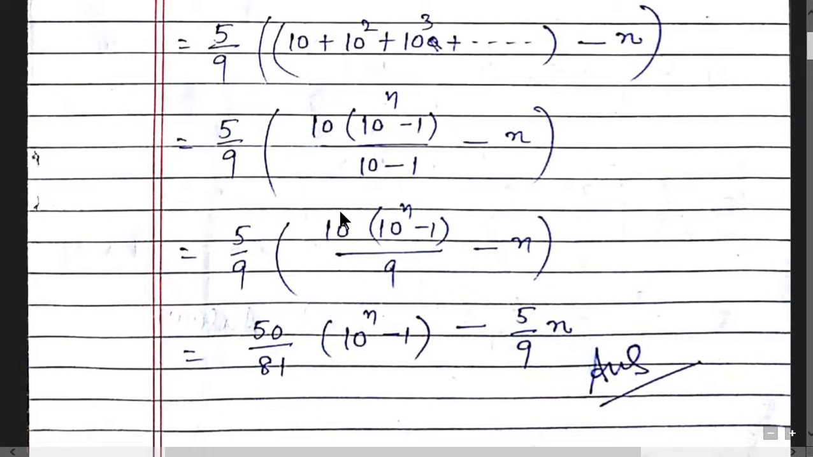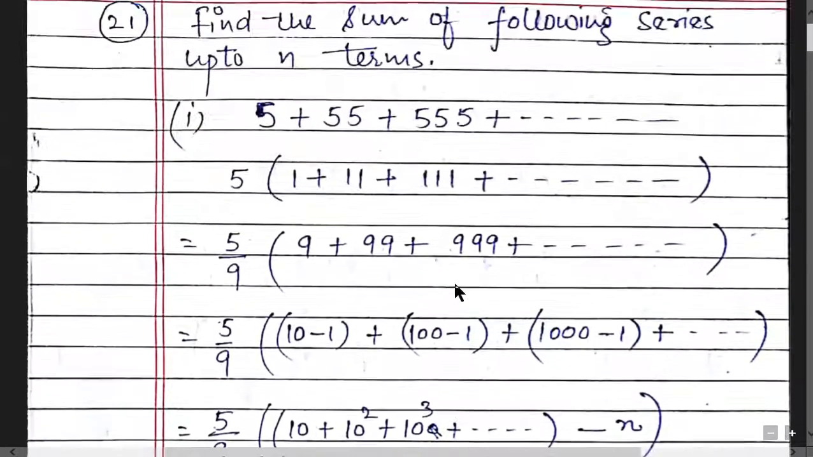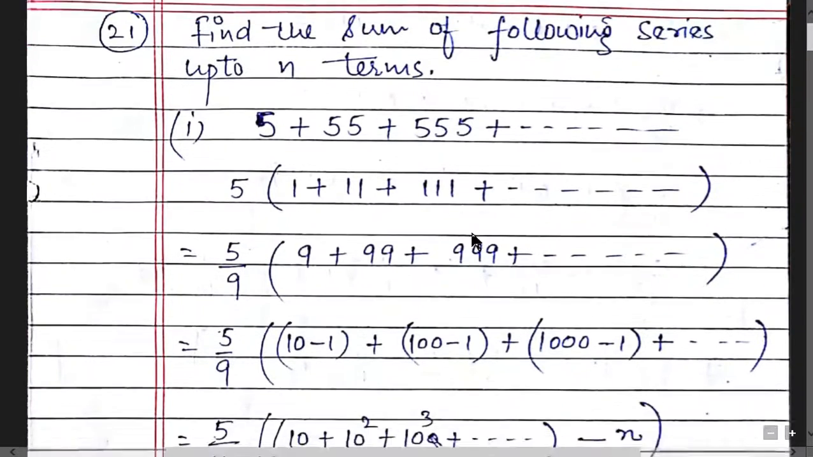In the denominator it's 9. Simply multiply 5 over 9 inside, and you can get the answer. If there is a change in the statement, suppose 7 here, then you can take 7 common, nothing else, and the rest of the question is the same.